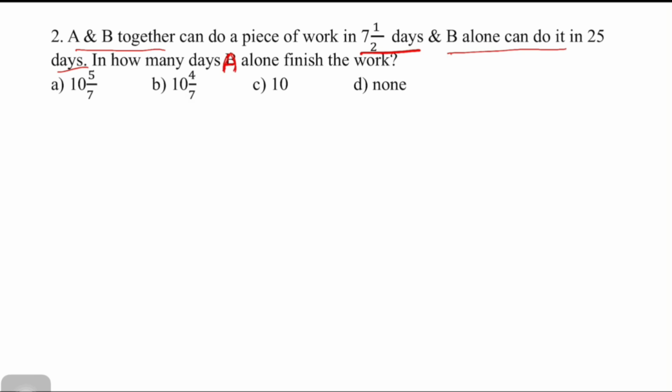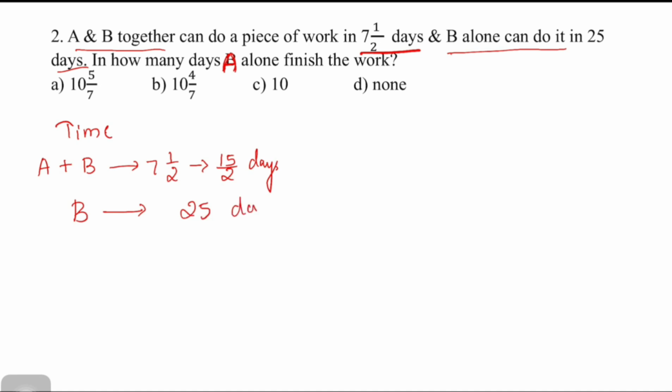Okay, so now first let me look at the time. The time of A and B together is given. A and B together can complete in how many days? 7.5 days, which is equal to 7 2s are 14 plus 1, 15 by 2 days. Then B alone can do it in how many days? In 25 days. Now for the total work, we have to take the LCM of these.